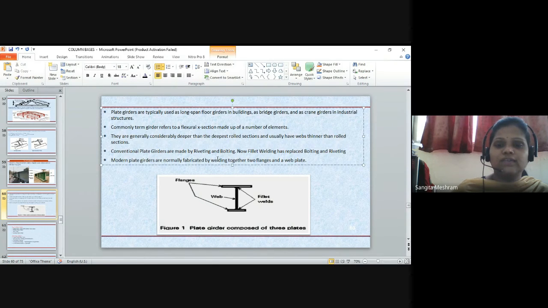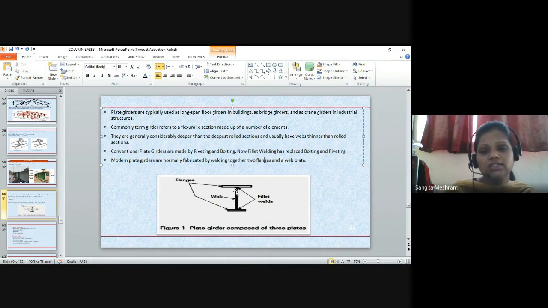So we can connect with the help of rivet poles, or we can use the welding process. The modern girder plates that are used now are fabricated by welding. Basically, these girders are fabricated or connected with the help of welding, welding together two flanges and the web plate. Just see the figure. This consists of this web and these flanges and this fillet weld.